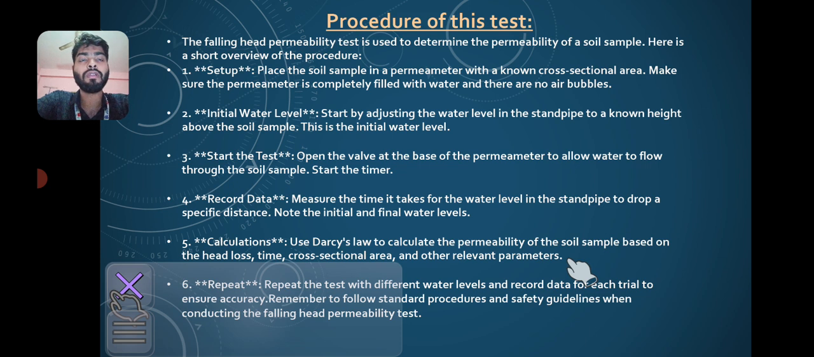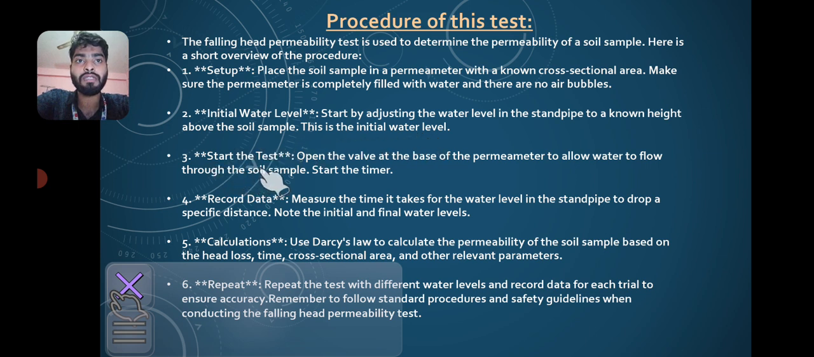Next comes the procedure of this test. The falling head permeability test is used to determine the permeability of a soil sample. Here is a short overview of this procedure. First comes setup. Place the soil sample in a permeameter with a known cross-sectional area. Make sure the permeameter is completely filled with water and there are no air bubbles. Second, initial water level. Start by adjusting the water level in the standpipe to a known height above the soil sample. This is the initial water level.